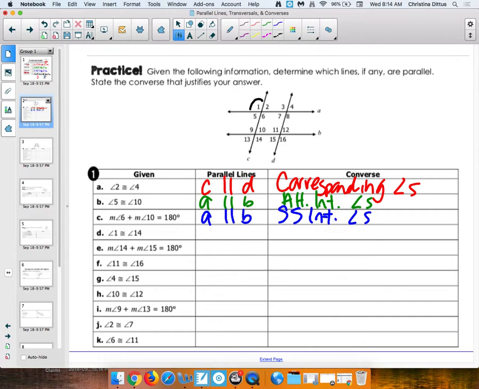If 1 and 14 share C, which two lines have to be parallel? A and B. A parallel B. How are they related? Alternate exterior. Good. Alt. Ext. angles.